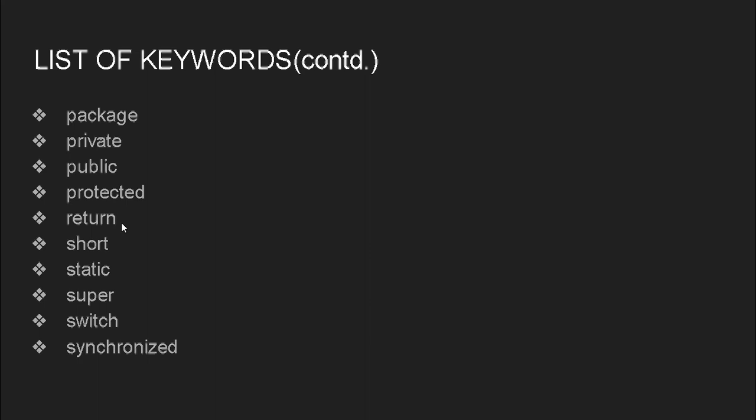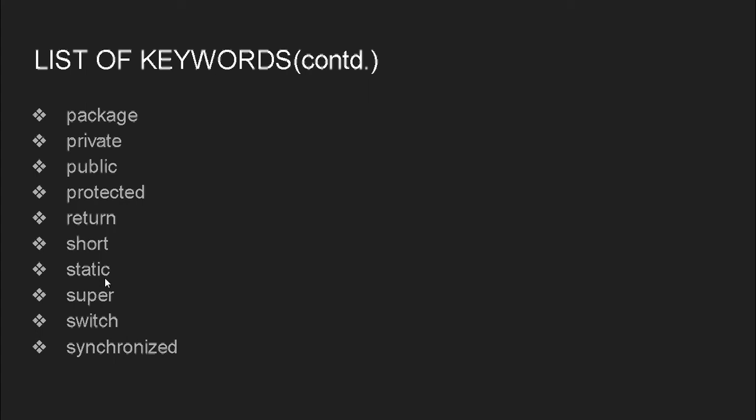The return keyword is used to return a particular value. I'll be discussing this in more detail when I use the IDE. When you are returning a particular value, we use this keyword. Short is a type of data type, just like long and int. Static, again we have discussed this. Static is used for declaring a particular data member or member function as static.